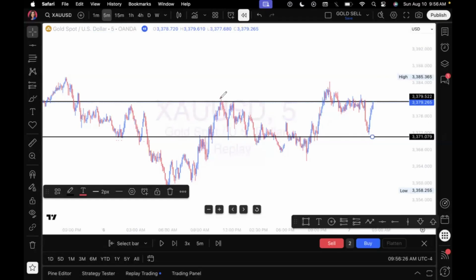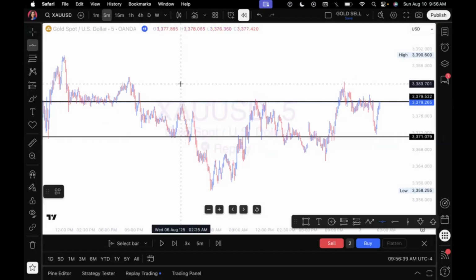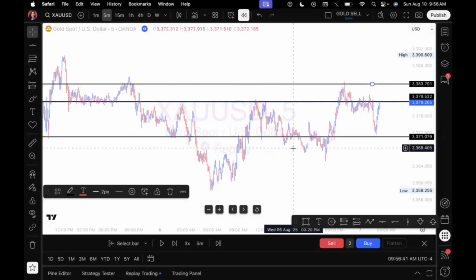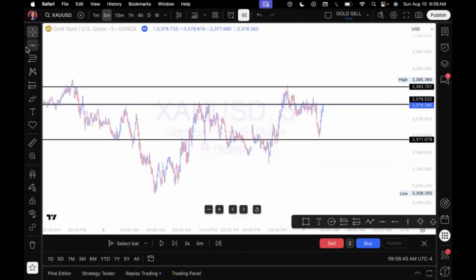For my area of resistance, we have one, two, three, four, five. We have more than enough examples to let us know that it's strong. Now, you can create as many areas of support and resistance as you like. Wherever you see a strong reaction, it's going to be a potential target for a take profit or a stop loss.